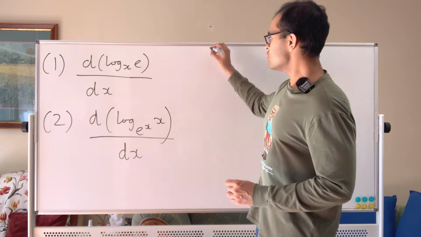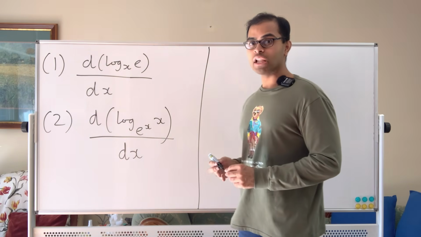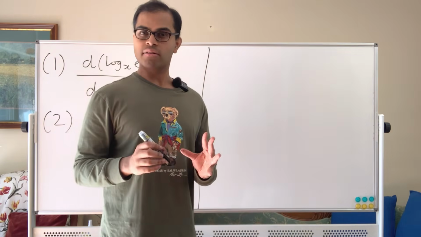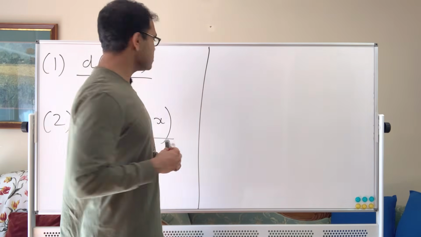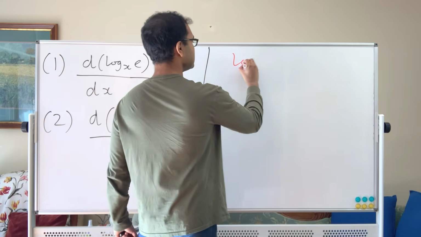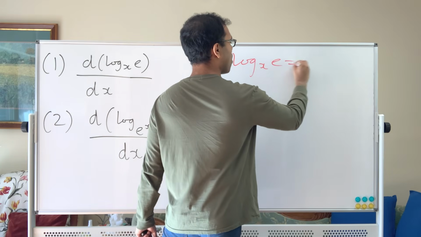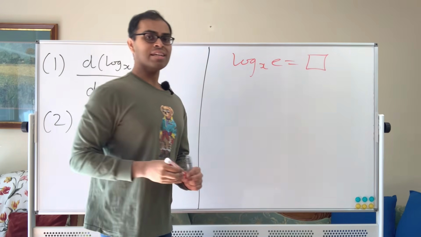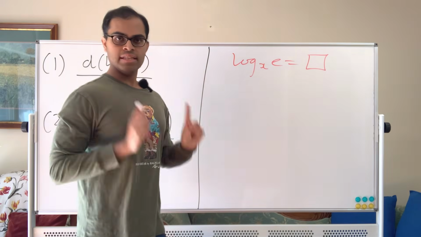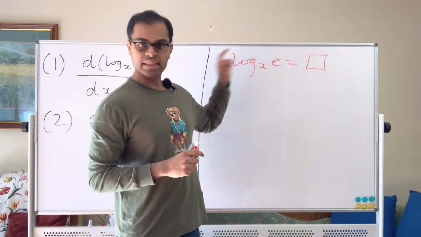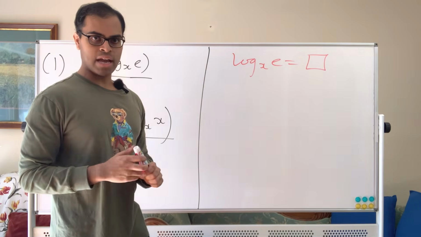How do we figure that out? There is a change of base law for logs, but I'm going to show you how to think about it intuitively. Suppose you forgot that change of base. It takes 5 seconds to understand it. Log to the base x of e, let's call this box. We don't know what it is. But what does it mean? What it means is x power box is e. It is the thing you have to power the base by to get e. It's the thing you have to power x by to get e.